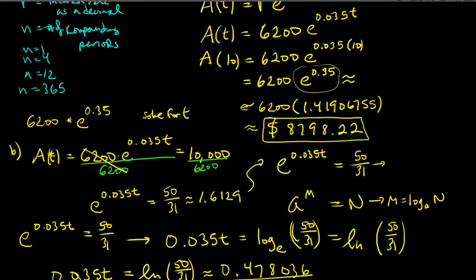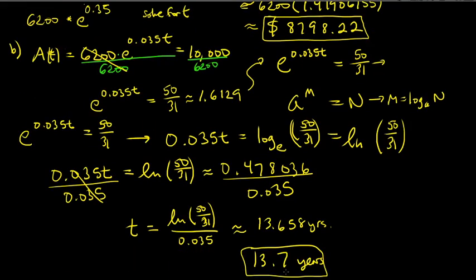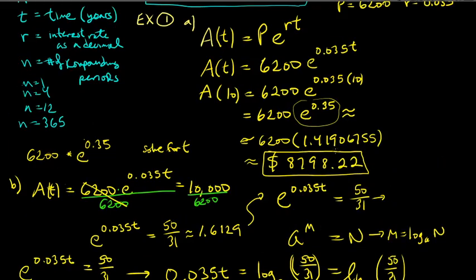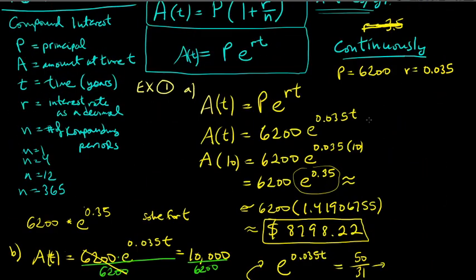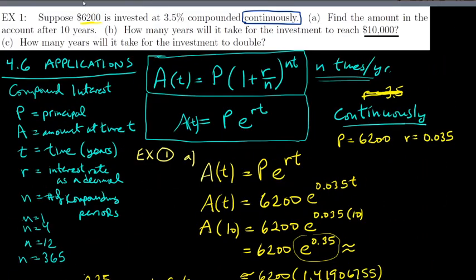We already knew that it was more than 10 years because after 10 years, you only get just under 9,000. So you have to wait another 3.5, almost 4 years to get to $10,000, right? But that's it. So that's part B. And part C, how many years will it take for the investment to double?